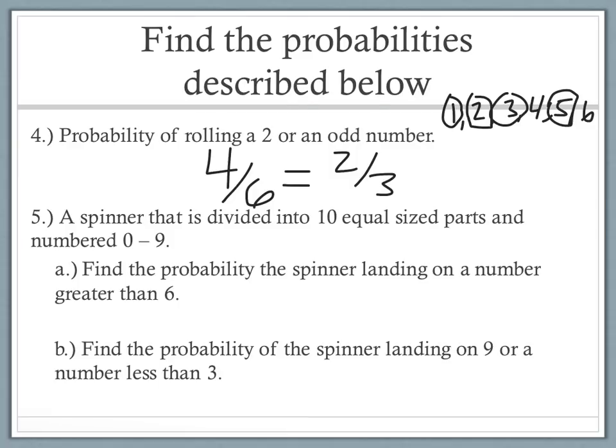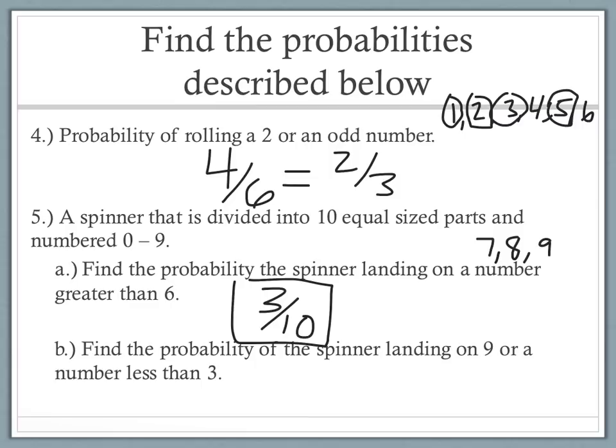Now, a spinner that is divided into 10 equal parts and numbered 0 through 9. Okay, so there's 10 spots in this spinner. What's the probability of the spinner landing on a number greater than 6? Well, the ones that are greater than 6 are 7, 8, and 9. So 3 out of 10, since there were 10 spots on that spinner.